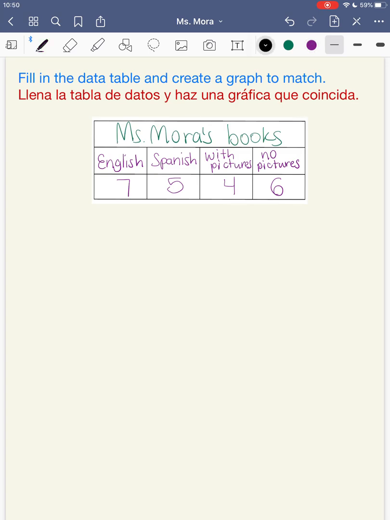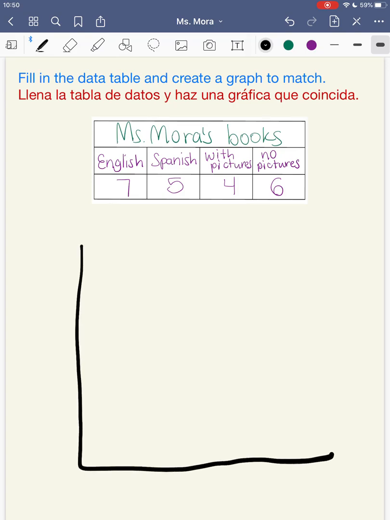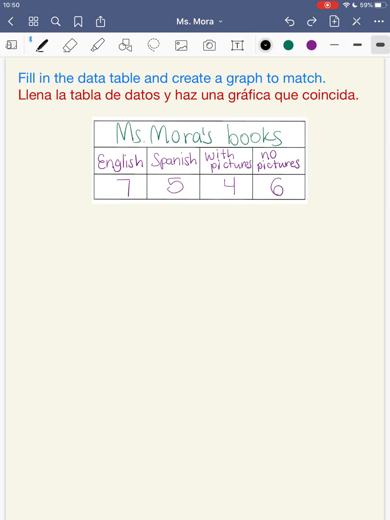And now I'm going to create a graph to match. So just like we learned on the other slide, right? And we learned way before. I can draw a picture graph or a bar graph. So I'm going to draw a picture graph because those are my favorite. So I'm going to draw my sides.